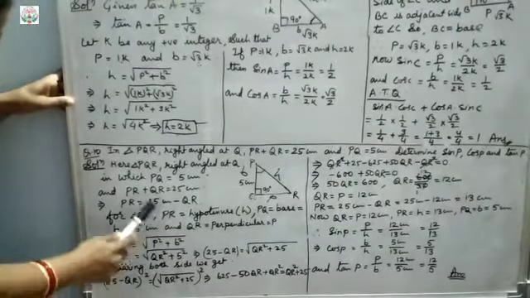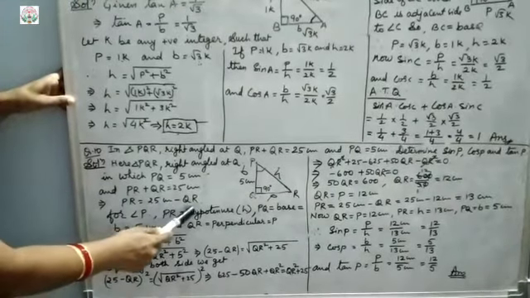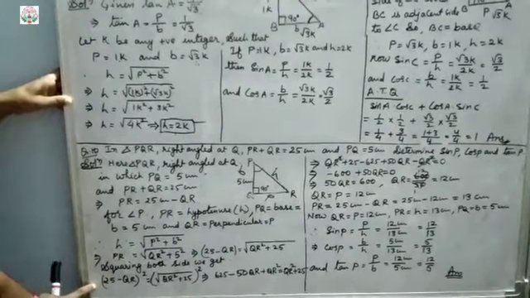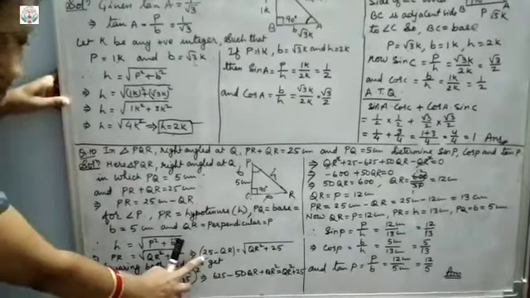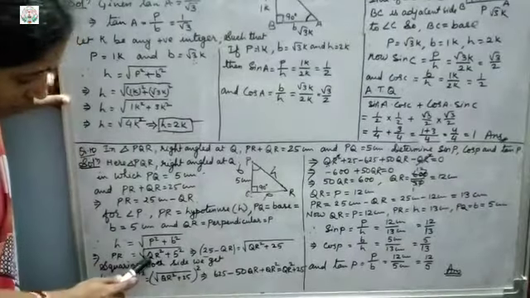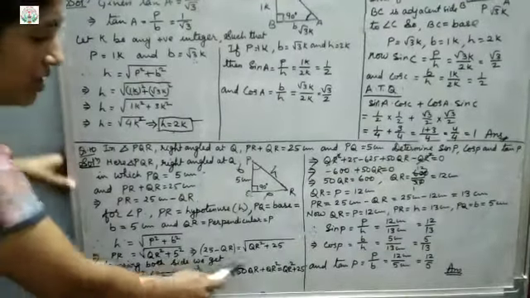Now here PR value we got. PR equals 25 cm minus QR. Now put this value here in place of PR. So that is 25 minus QR. Here it is given 25 minus QR equals the square root of QR square plus 5 square. Okay, now this value we got.